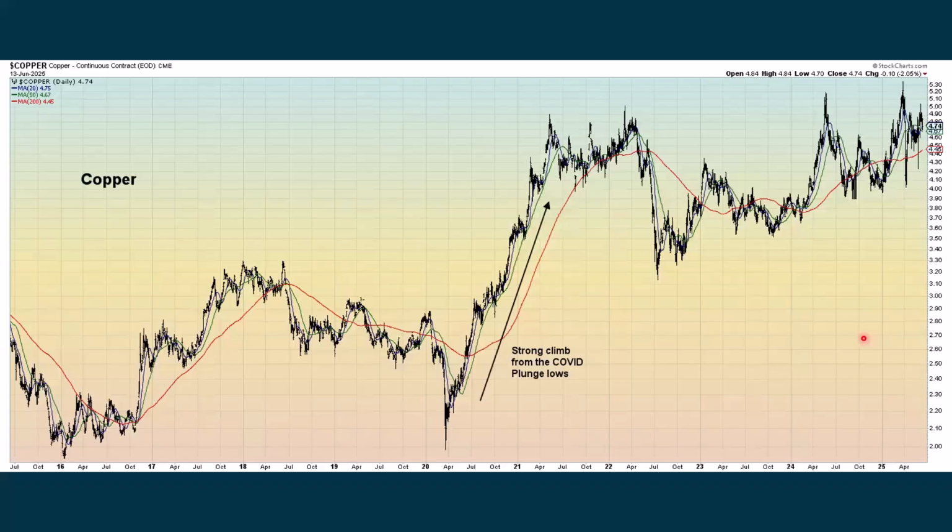And copper, and this I use as more of a barometer of the economy. When it's in an uptrend, that generally means a brighter economic outlook. And copper's been doing okay. It was down over 2% on Friday, but it's still in an overall uptrend.